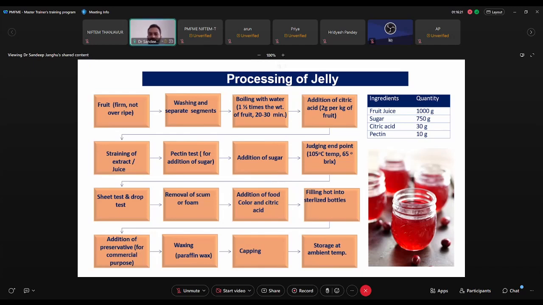or bottle filling. For settling, it is similar to that of the jam, as we saw in the previous slide. After settling, we can do capping, and sometimes we put wax also before capping. In case of jam also we do that.